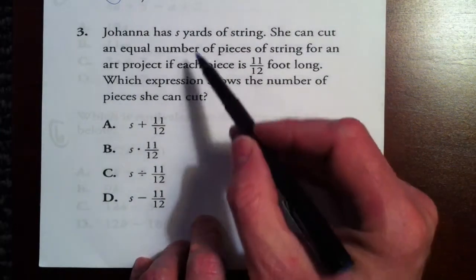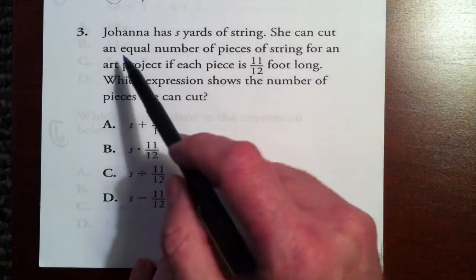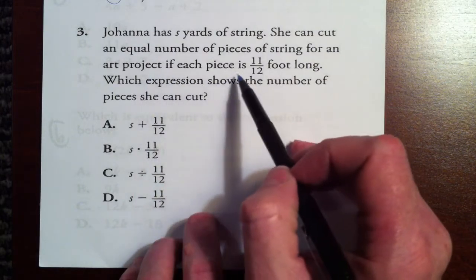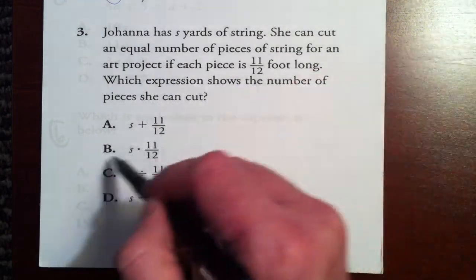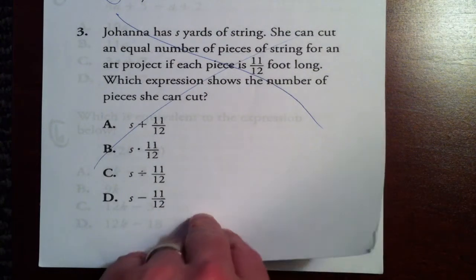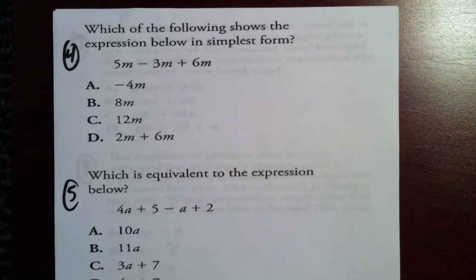Jonah has S yards of string. It's a variable yard. We don't know what it is. She can cut an equal number of pieces of string for an art project. Never mind. We didn't do this one because it was yards and feet. So let's scratch that one. That was a boo-boo on the question. So let's just skip that one.